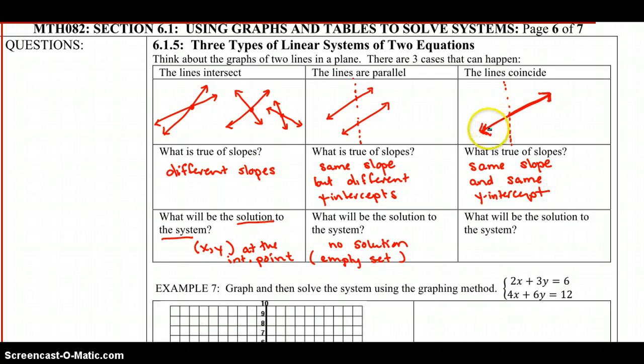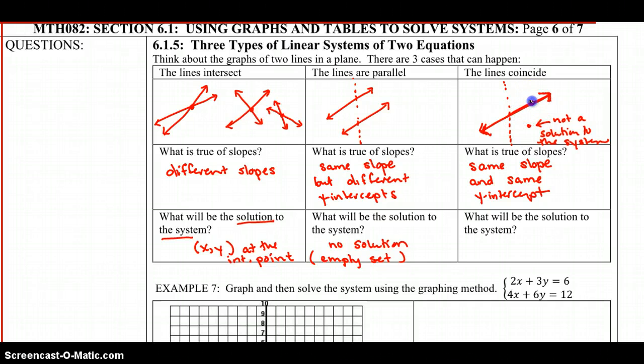So again, if we're trying to figure out which points these two lines share, they share all of the points on this line. So we need to be careful and not think that just any ordered pair works. For example, here's a point, and this is not a solution to the system, because this point doesn't fall on either line, so it's not a point that they share.